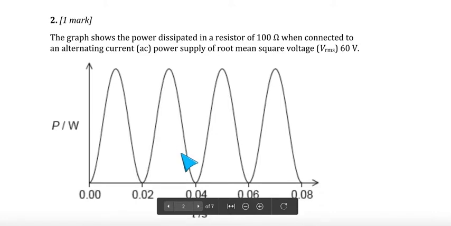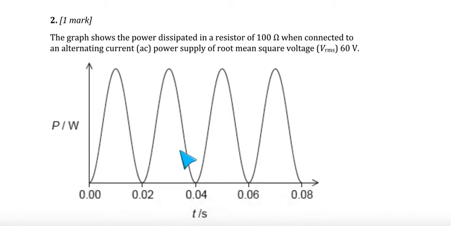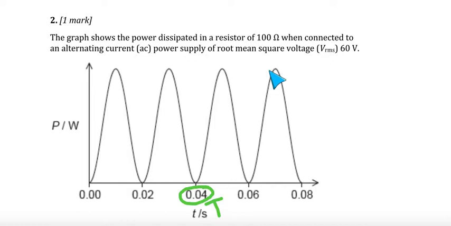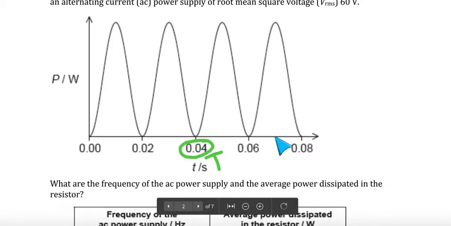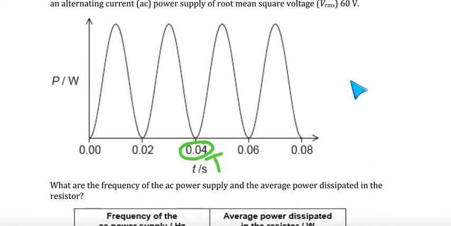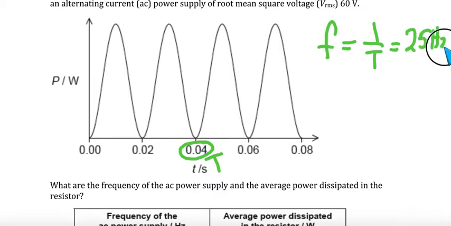Number 2, again we have a power graph where we can now see that 0.04 is the time period. We have an AC power supply of RMS value 60 volts. We want to know the frequency and the average power dissipated. Since T is 0.04, we can write f equals 1 over the time period. 1 over 0.04 is 25 Hertz. So the answer has to be A or C.